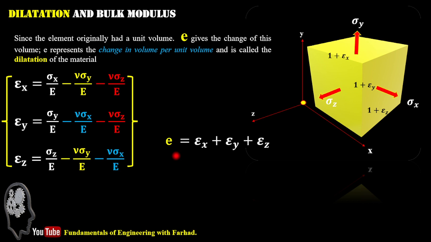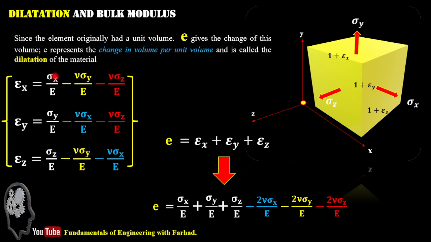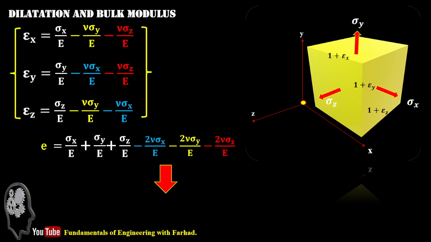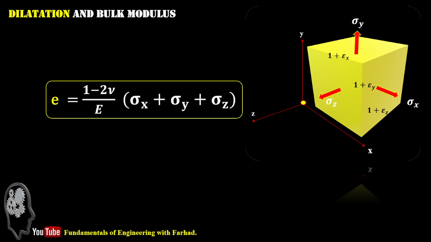If we replace all of them in the dilatation equation and expand it, you can see in this equation we have the addition of all these three terms, sigma x over E plus sigma y over E, and two of this yellowish, two of this reddish, and two of this bluish color. That's the general equation. Rearrange this equation and it gives us the dilatation e equal to 1 minus 2 nu in the numerator and modulus of elasticity in the denominator, times sigma x plus sigma y plus sigma z. So that's the dilatation of a material.